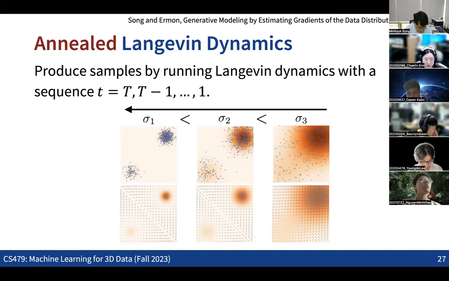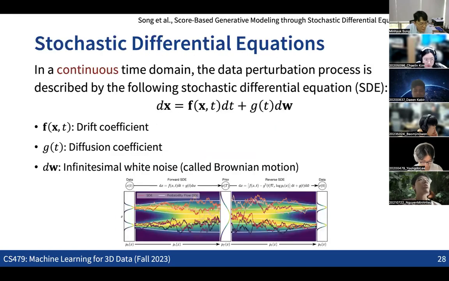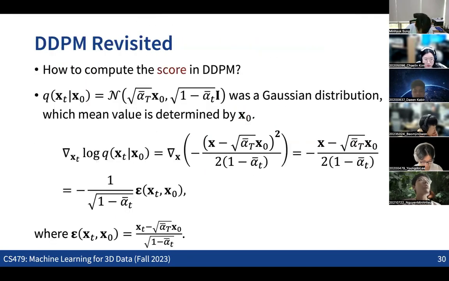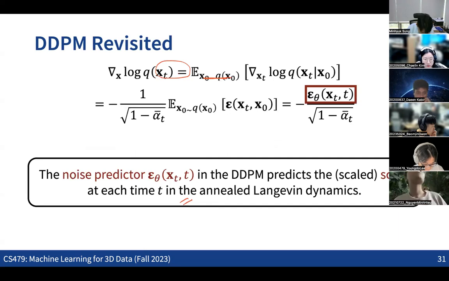Which is some kind of Langevin dynamics. So the only thing we need is basically this score information for each time step t. Then what would be this score information in the DDPM model? If we go back to the DDPM model and derive everything, what we can see at the end of the day is that the noise that we are predicting using our noise predictor is giving this score information.